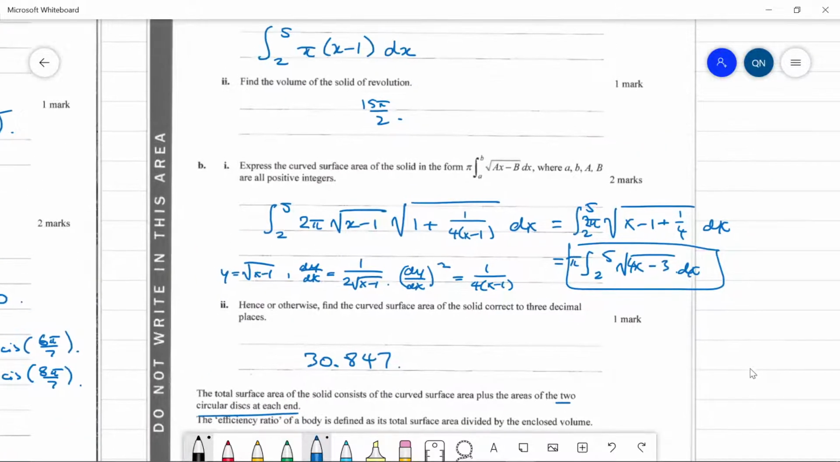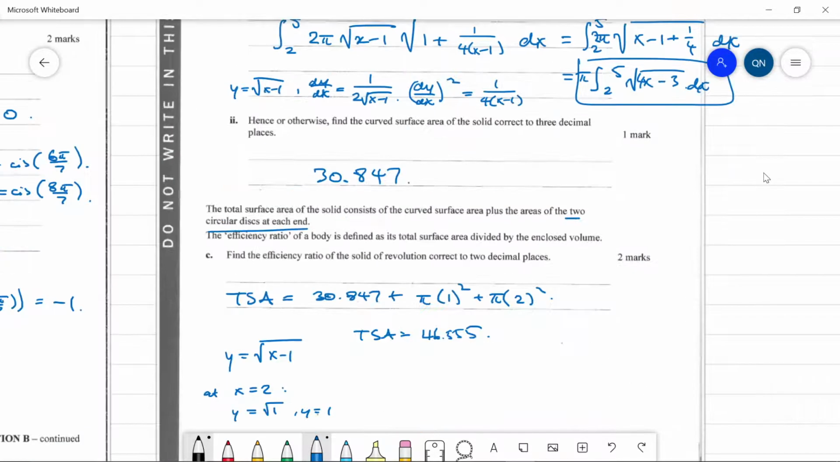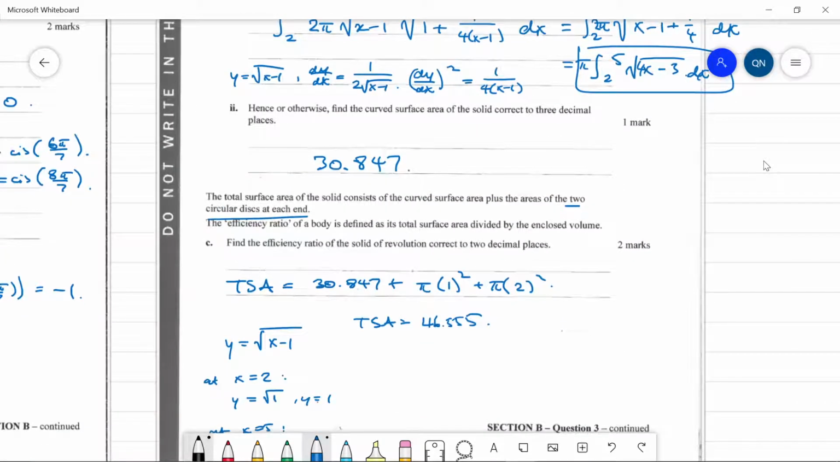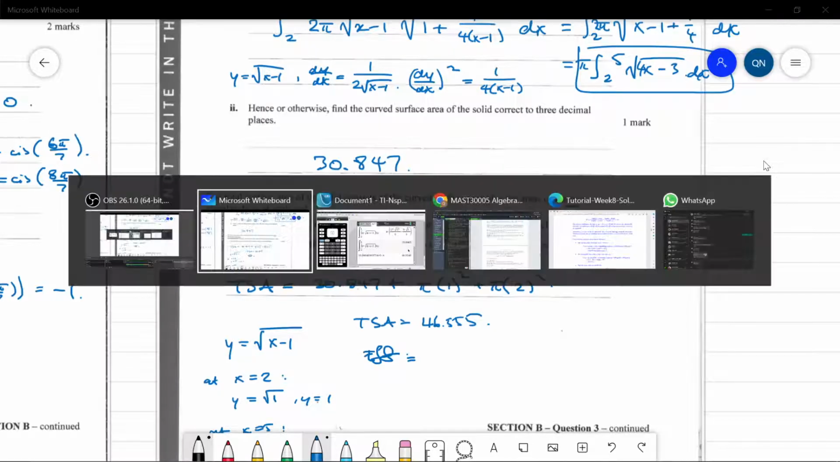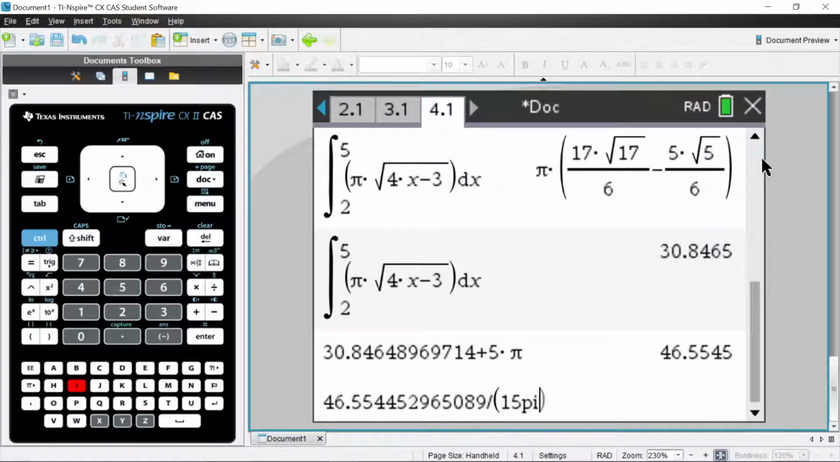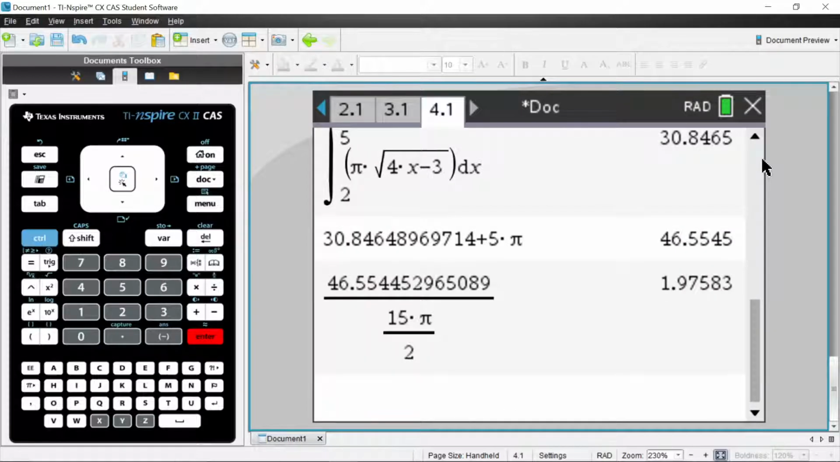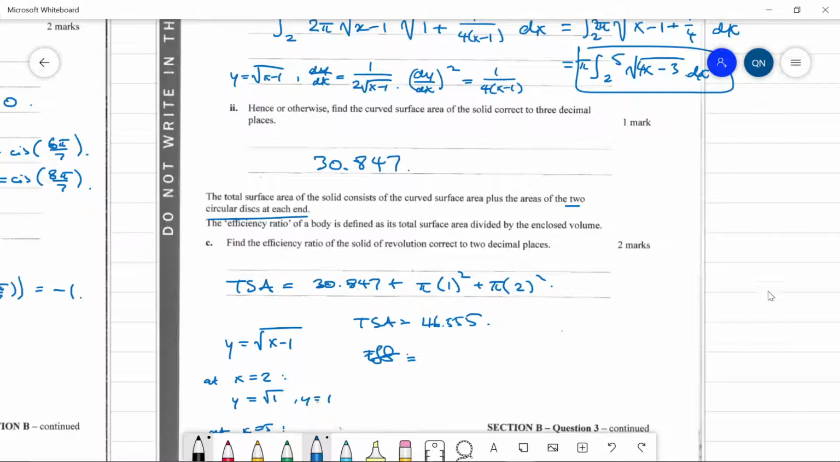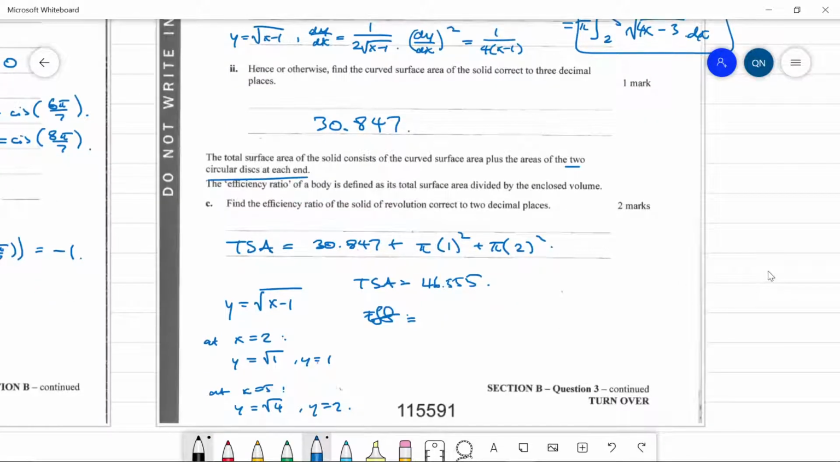I think we found the volume. It was 15 pi on 2. So the efficiency ratio over here is just that number, this thing divided by 15 pi on 2. So that's going to be 1.97, 1.98 if you round. So I'll go for 1.98. Okay.